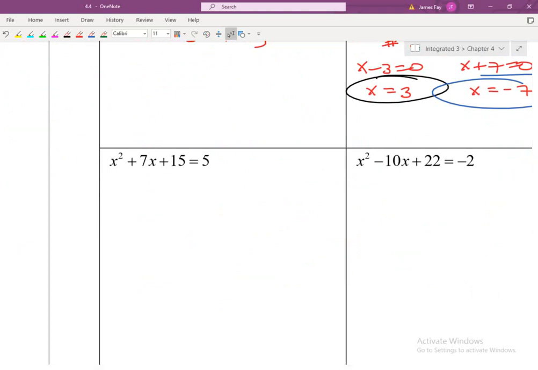You guys take a minute and do this next one. X squared plus 7x plus 15 equals 5. Did you subtract 5 from both sides first? Okay.